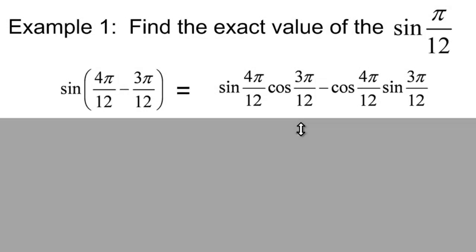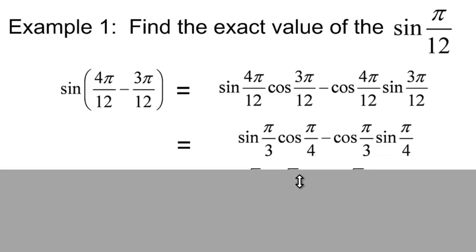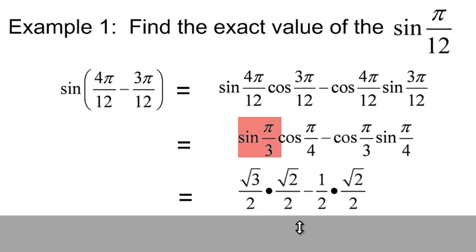Now, for those of you that it's bugging you that I'm in 12ths, I could reduce each of those. So 4 pi over 12 reduces to pi over 3, and the 3 pi over 12 reduces to pi over 4. And now my next step is just to evaluate each of those trig functions. So the sine of pi over 3 is root 3 over 2. The cosine of pi over 4 is root 2 over 2. And because I'm keeping all my angles in the first quadrant, and again, not every problem is going to allow you to do that, I don't have to worry about if any of these values are positive or negative because everything is positive in the first quadrant.